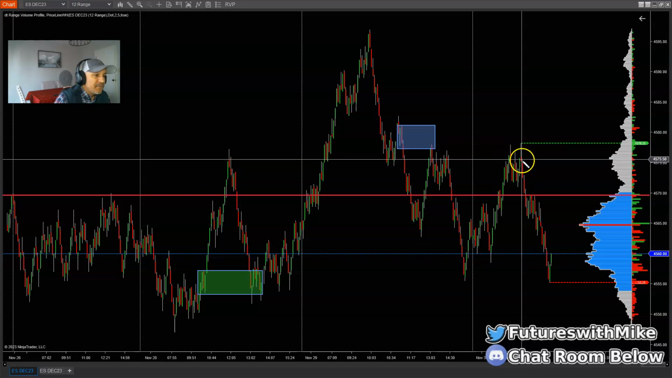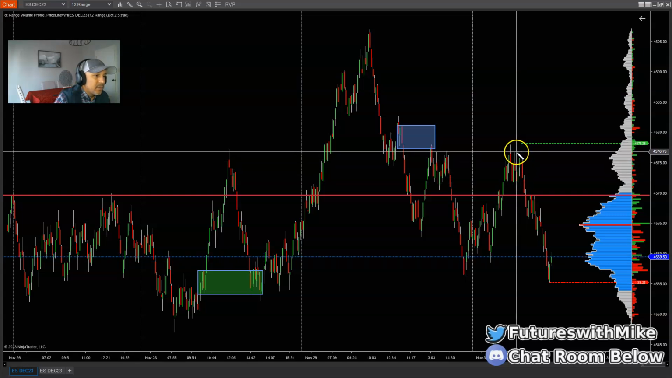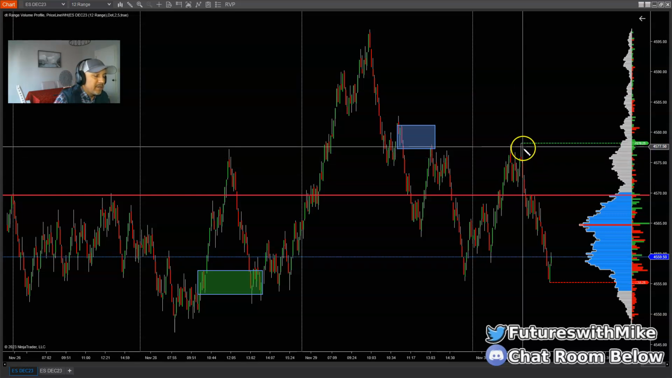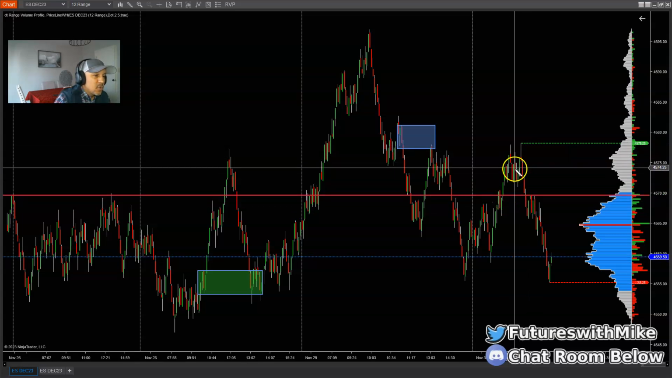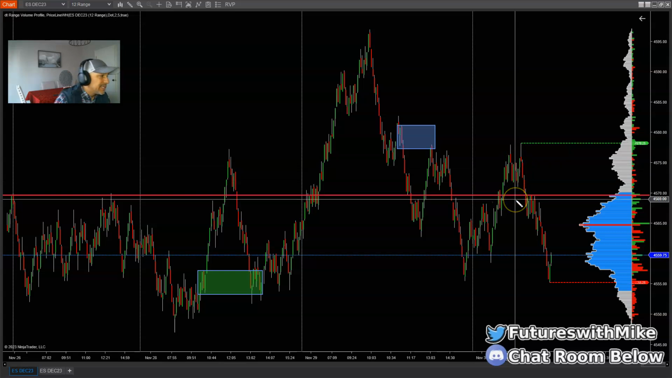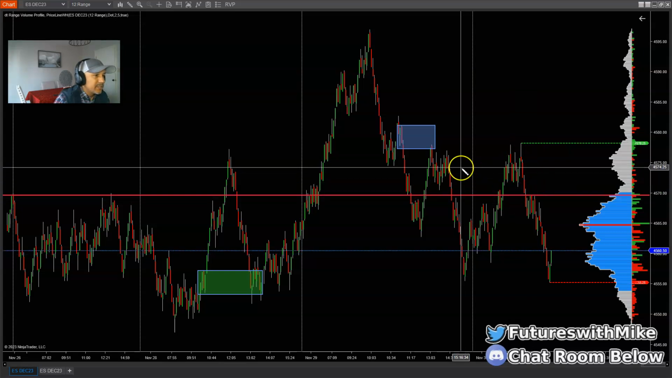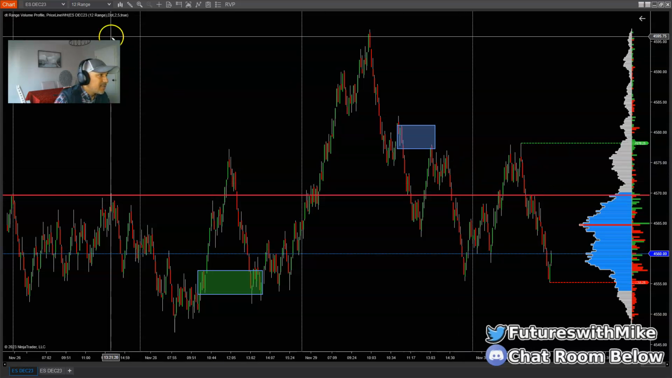Probably right here on this hammer candle to the downside. When it rejected again with that wick right there, I'm short. Take the short, ride it back down here to say 69.25. So right here to close at 75, I would have taken it down to 69. Beautiful trade setup right there. So you've got to look for opportunities like that.